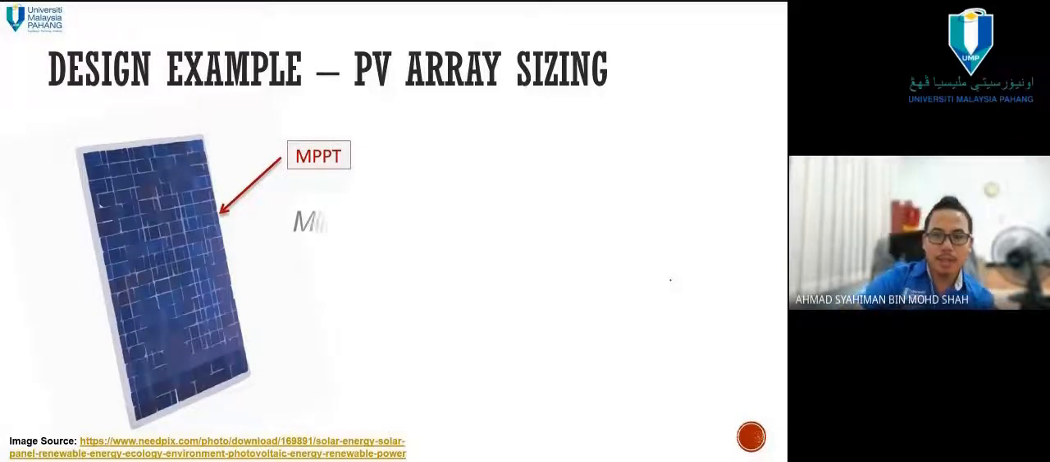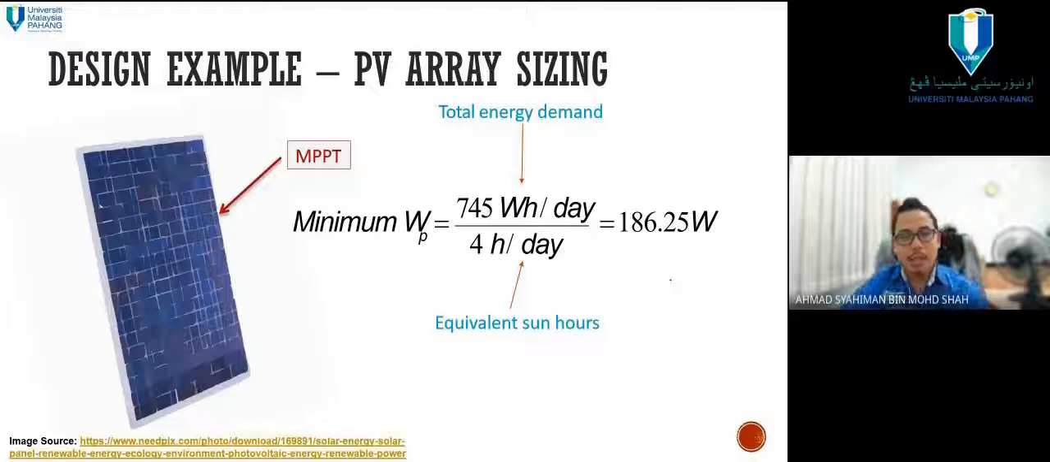Maximum power point tracking. Okay. The first calculation here that we're going to get from here is what we call the minimum watt peak. Okay, peak. So the minimum one would be based on the total energy demand that you get just now, the revised daily energy, right?